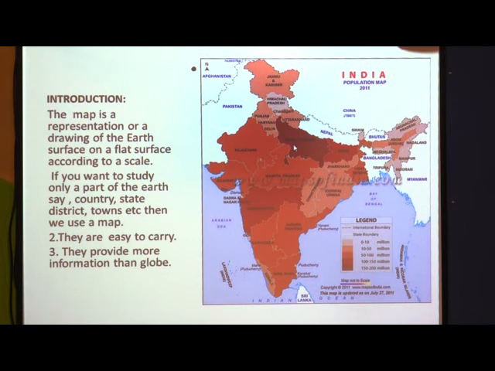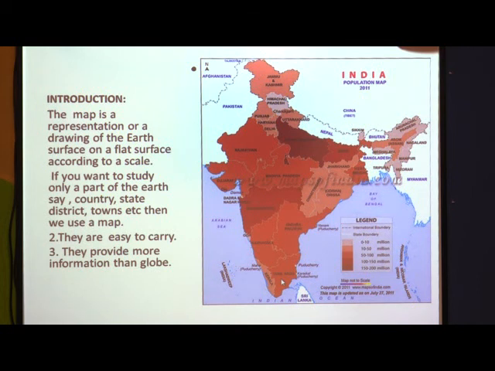Again, these maps are easy to carry, right? Are maps easy to carry or is a globe easy to carry? Yes, maps are easier to carry. You can keep them in your pocket or in your bags. And they provide more detailed information than globes. There are many types of maps, and when all these different types of maps are put together, then we get an atlas.